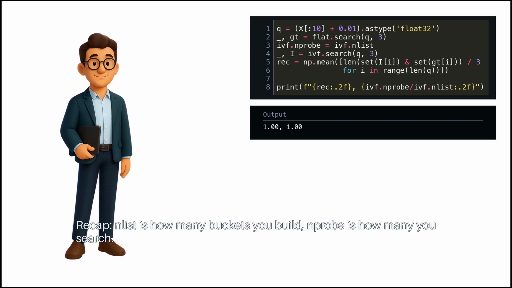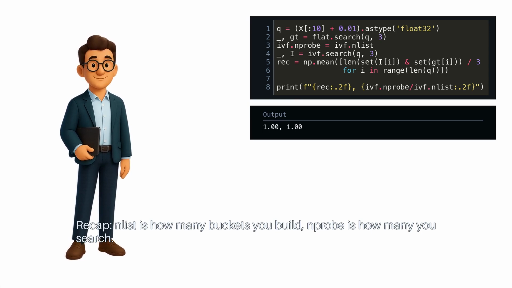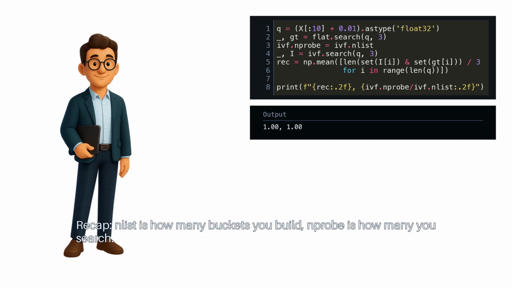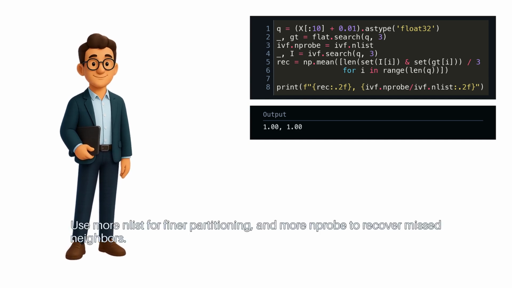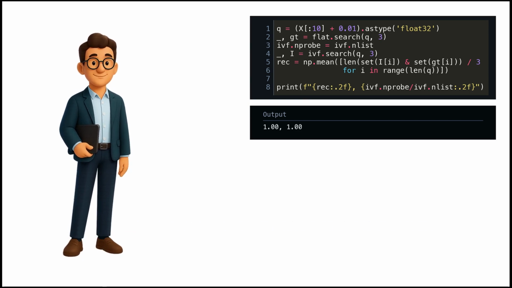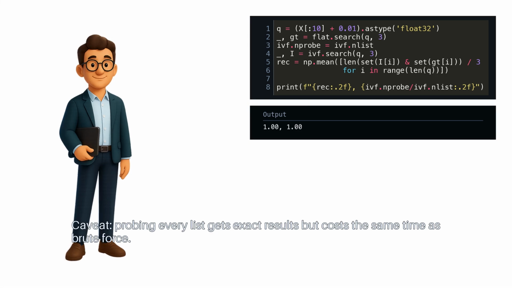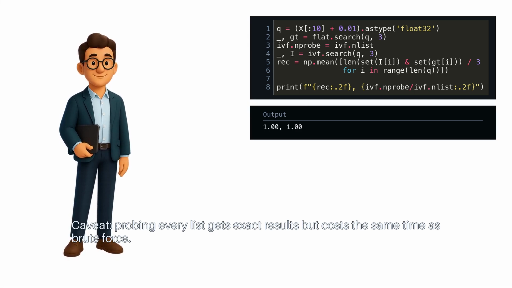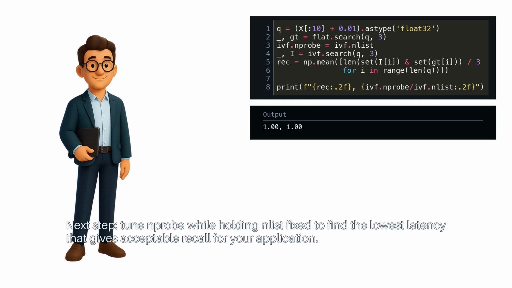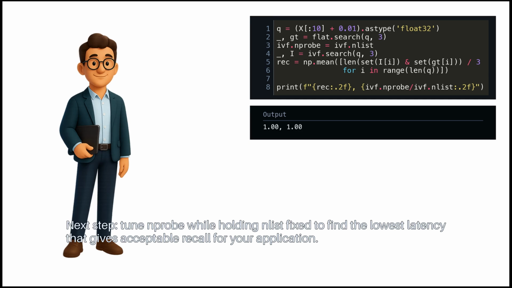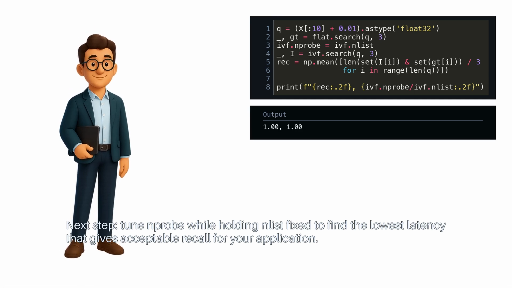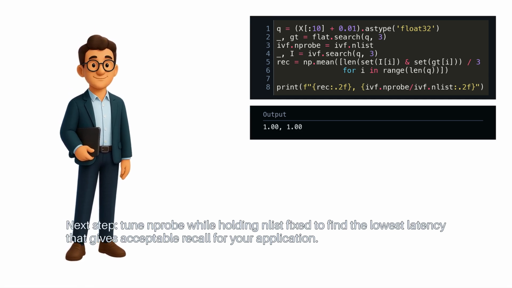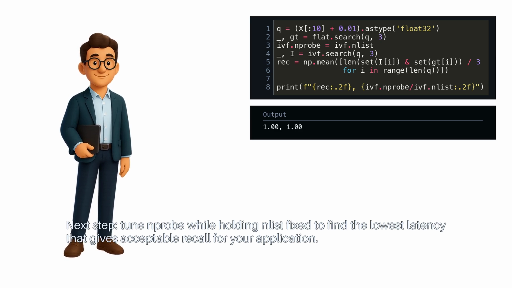Recap: nlist is how many buckets you build. nprobe is how many you search. Use more nlist for finer partitioning and more nprobe to recover missed neighbors. Caveat: probing every list gets exact results but costs the same time as brute force. Next step: tune nprobe while holding nlist fixed to find the lowest latency that gives acceptable recall for your application.